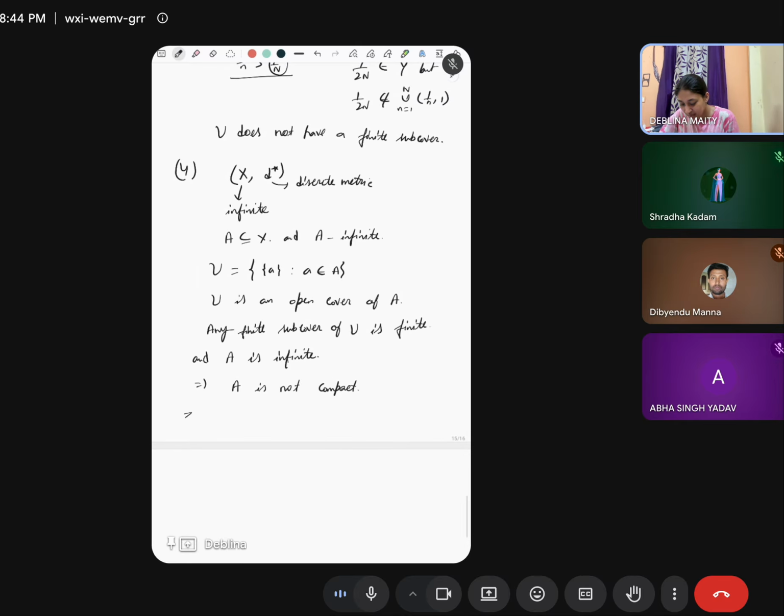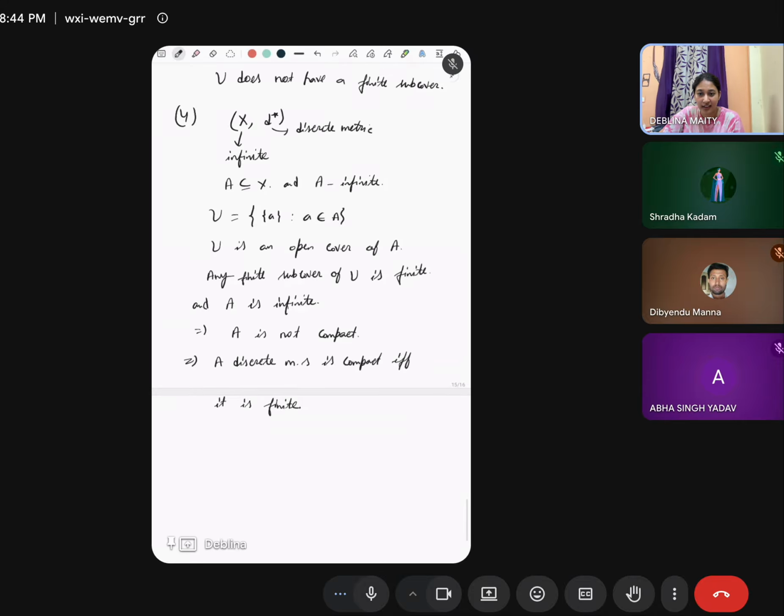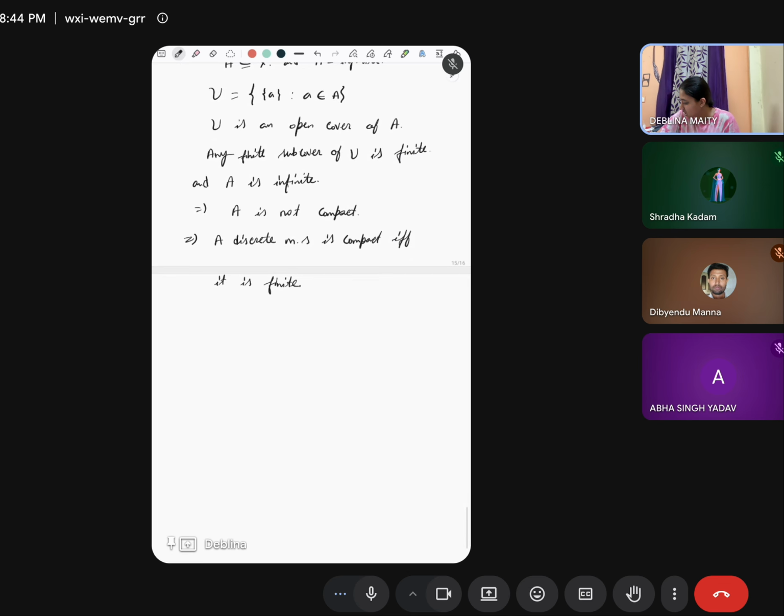So this means a discrete metric space X is compact if and only if X is finite, right? This means a discrete metric space is compact if and only if it is finite. It has to be finite. Finite means compact, right? Now a discrete metric space is compact means it has to be finite. It cannot be infinite. So it is an if and only if condition.